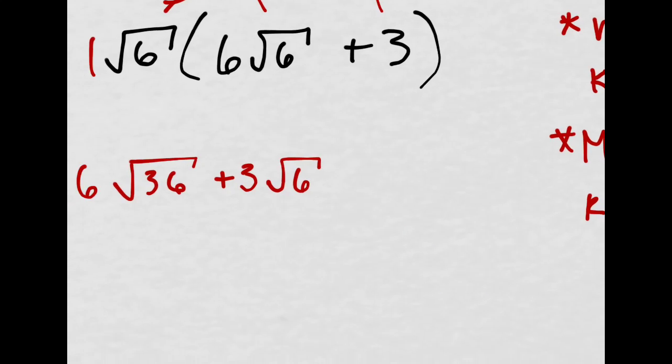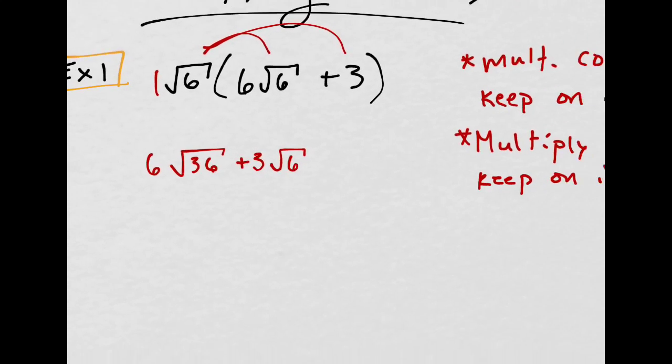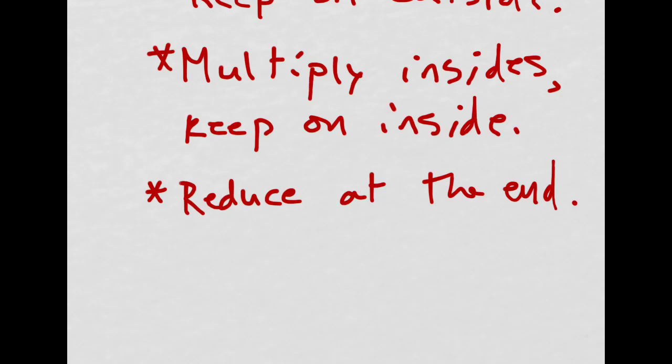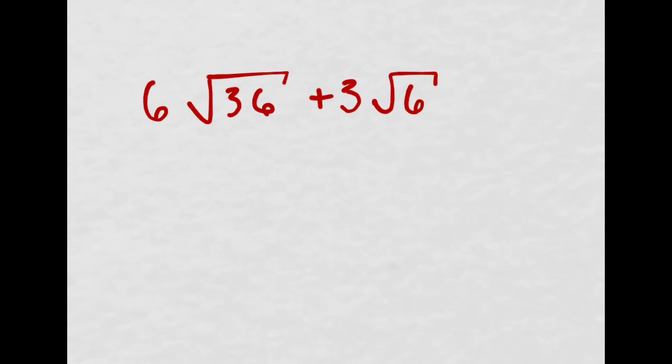So there we go. We have this. So multiply the outsides, keep them on the outside. Multiply the insides, keep them on the inside. And then reduce. Now this one is really, really easy to reduce. We just have 6. The square root of 36 is 6. And then 3 root 6.